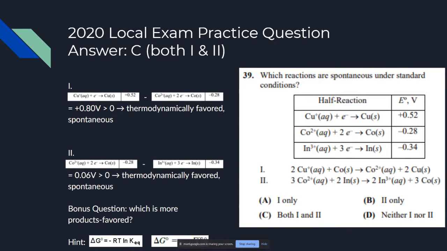Or more specifically, which one is going to be more product favored, where the products are way more favored than the reactants are? So for this question, you'd have to look at the overall cell potential. Here you have an overall cell potential of positive 0.8, and here it's positive 0.06. So clearly the voltage here is bigger.